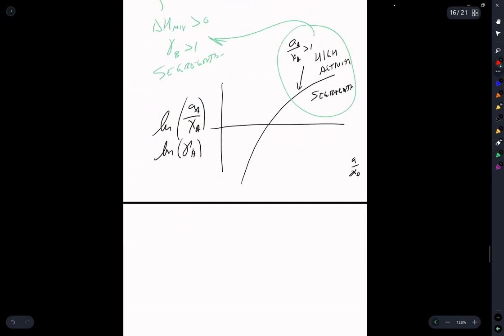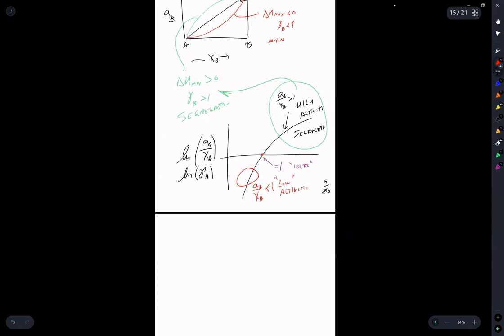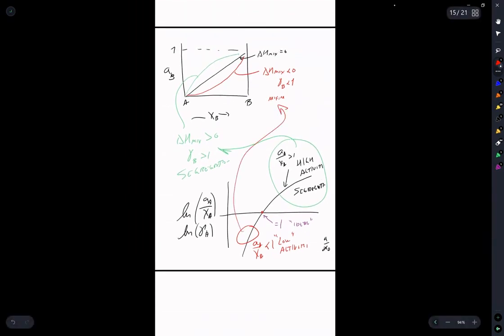And down here, where A over XA is less than 1, and that point there equals 1, and this is ideal mixing. But down here, we have a low activity. And to say you have low activity then corresponds to this, in which you have mixing.